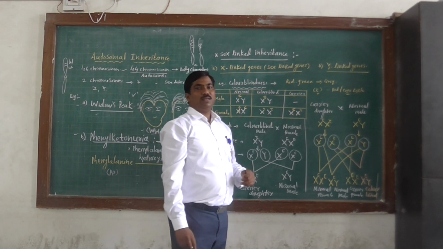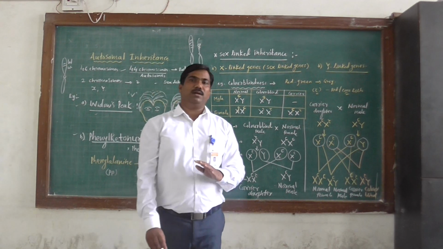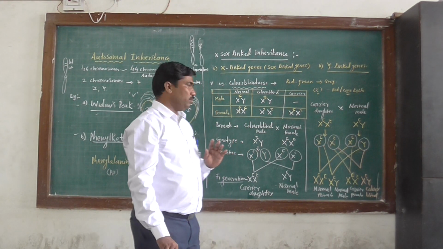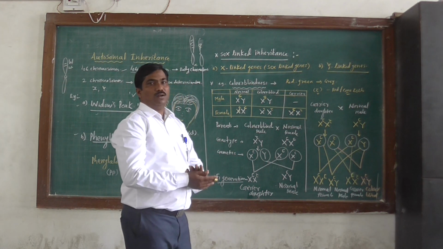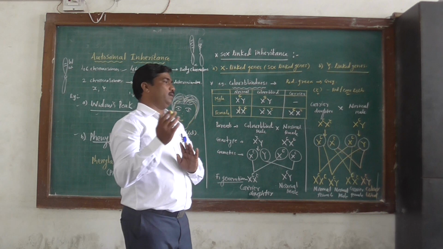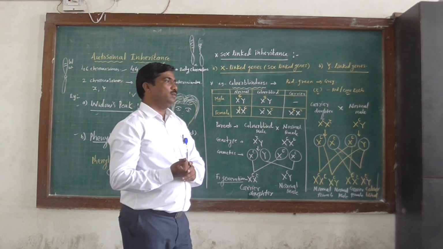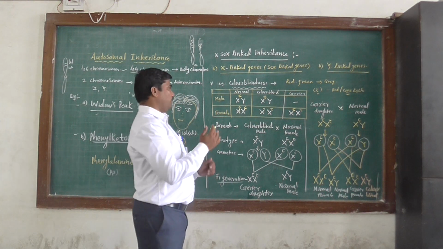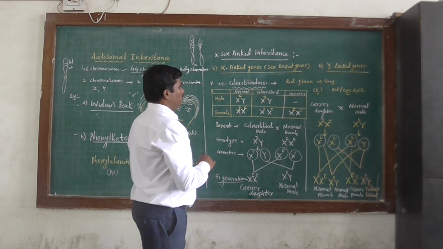Therefore, this female is a carrier. It is phenotypically normal, but it acts as a carrier. It is responsible for transferring or carrying the gene from one generation to the next generation. So therefore, it is called a carrier, and it is phenotypically normal.